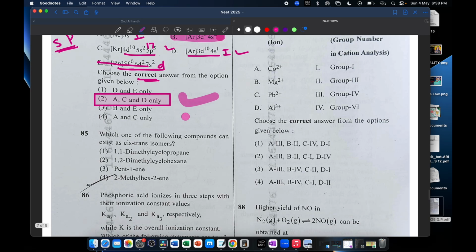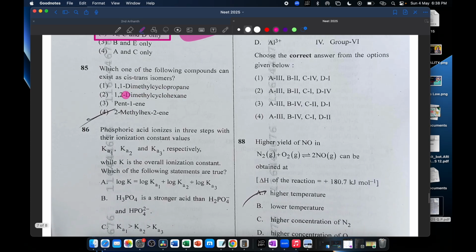Answer is this. Which of the following compound can exist cis trans isomerism?